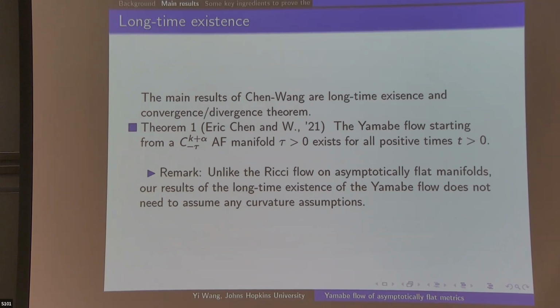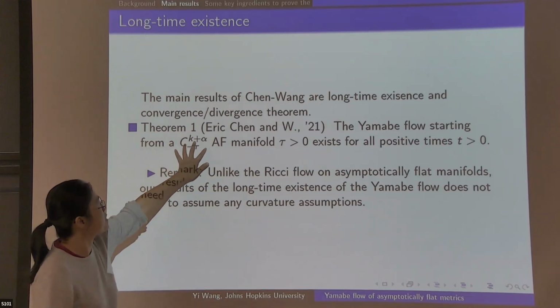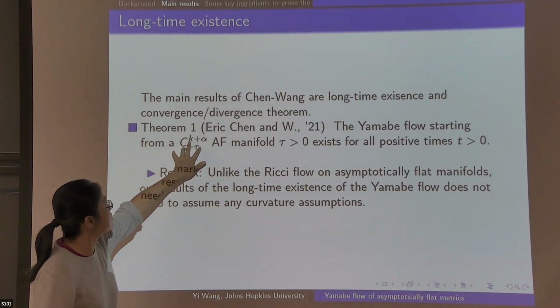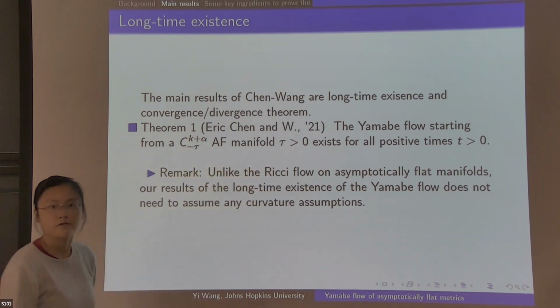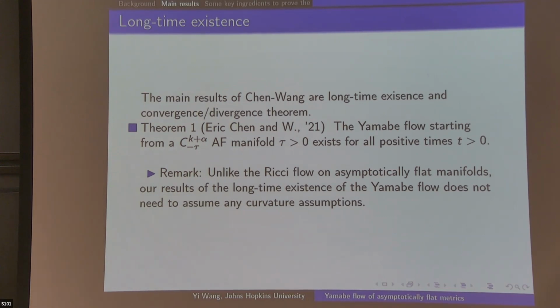Okay, so let me just list the results here. This is the work with Eric Chen. We proved that first of all, there is long time existence for this Yamabe flow without any curvature condition. So here I should point out, for simplicity, I didn't write that k should be bigger or equal to 3, and this tau is strictly positive. So you're proving the analog of Hamilton. Right, this part is the analog of Hamilton, the asymptotically flat case.